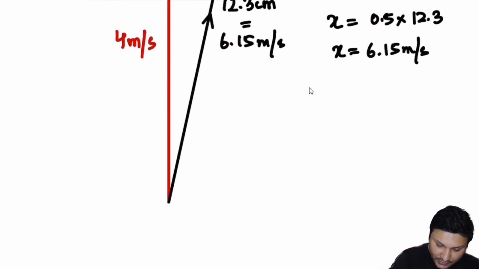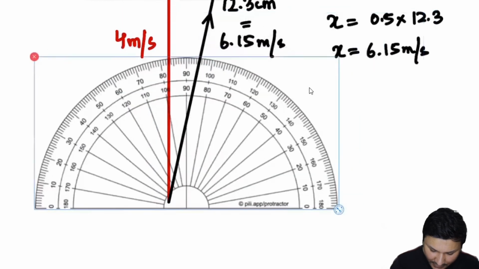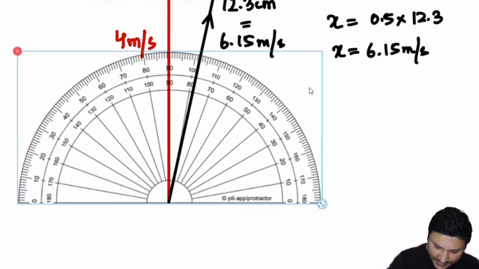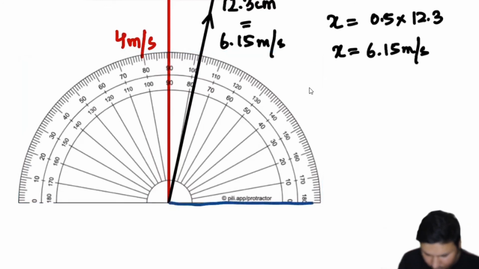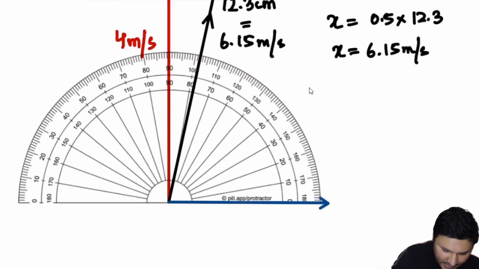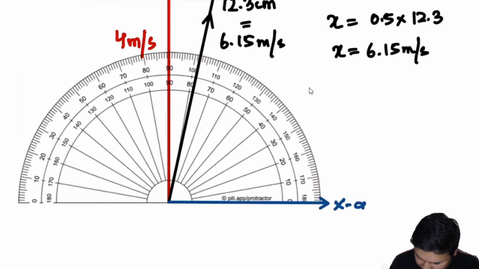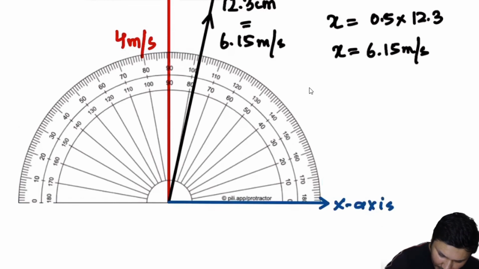Now, if you want to find out the direction, what I will do, I'll just place the protector and I will measure this direction. This is the x-axis. And I will measure what? I will measure this direction. So the direction is what we are having. It's basically 60, 70, 75, 76, 77, 78.